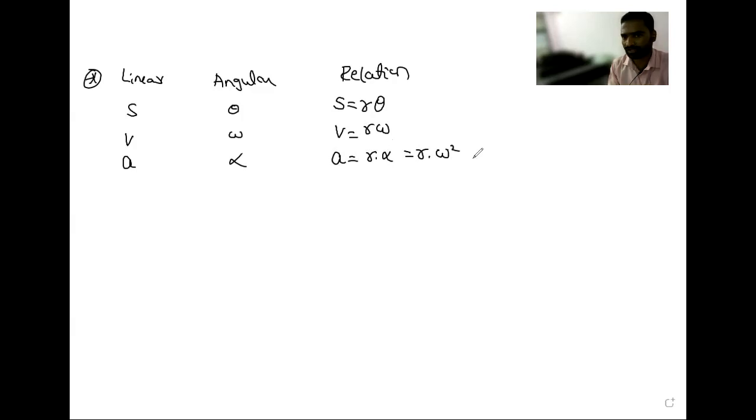R into omega square. And one more term I had given, that is d theta square. Just a minute. Open that. So this one relation you have seen.